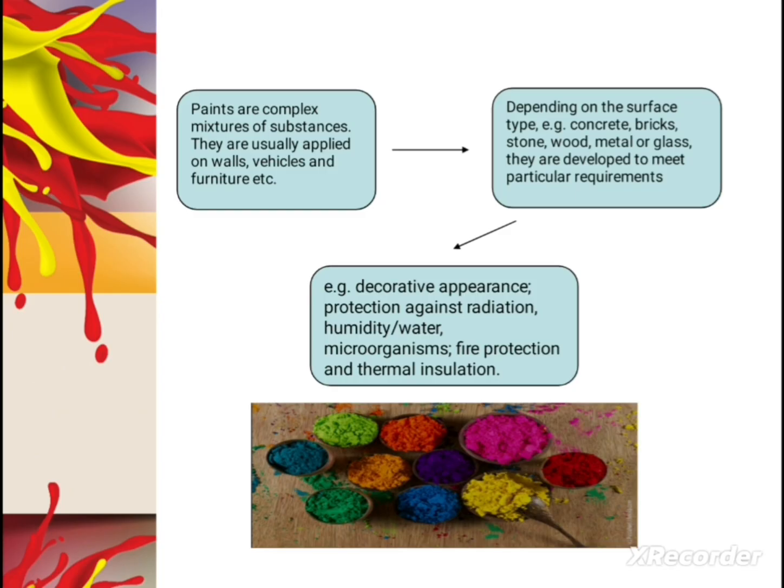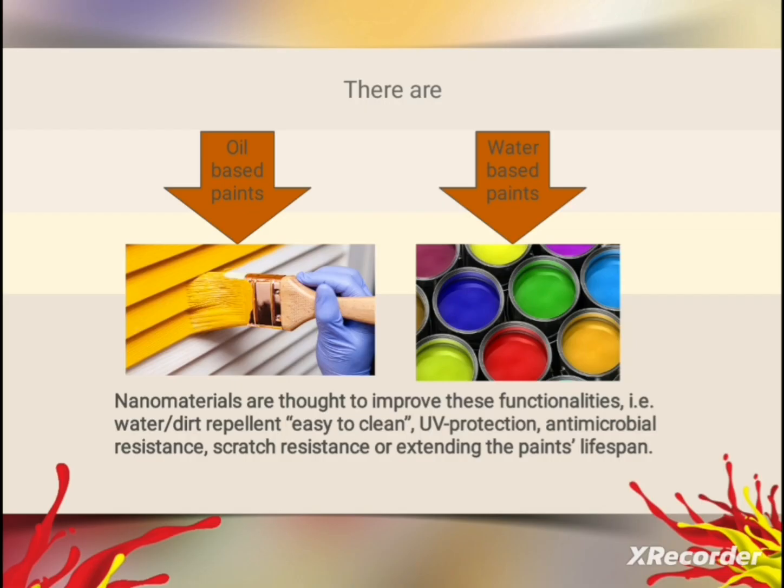First of all, we all know that paints are a complex mixture of substances which are applied on different surfaces like concrete, brick, wood, stone, etc. And depending on the type of use, for example, if they are used for decorative appearances, then they are modified accordingly. There are two types of paints. First are the oil-based paints and second are the water-based paints.